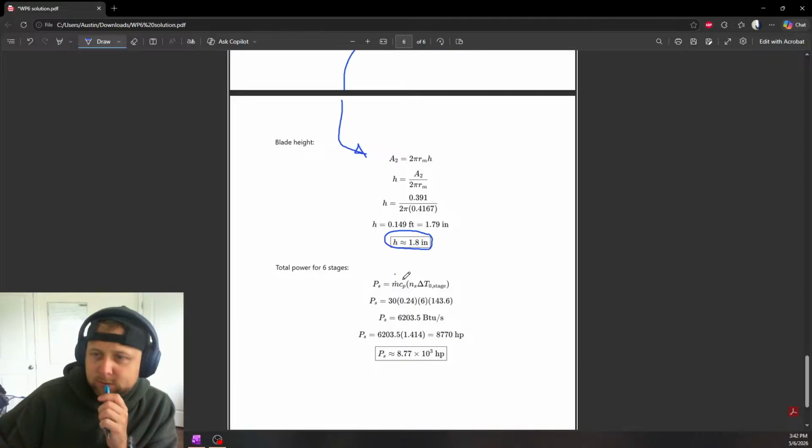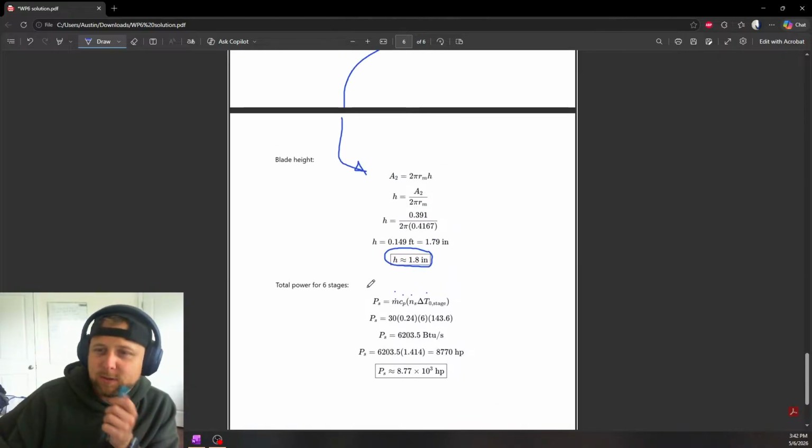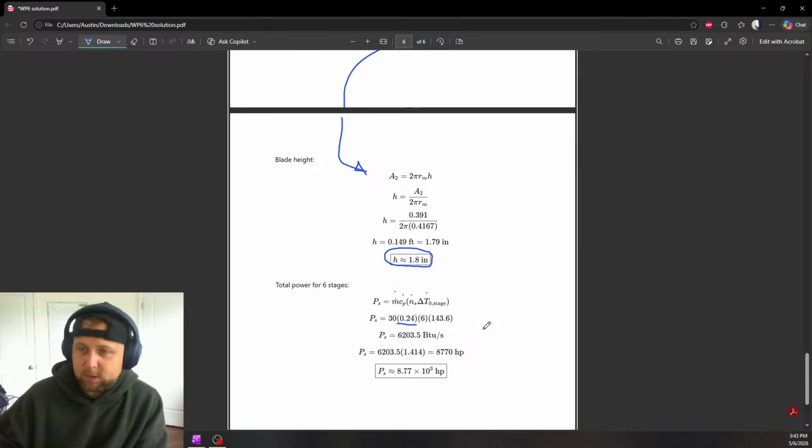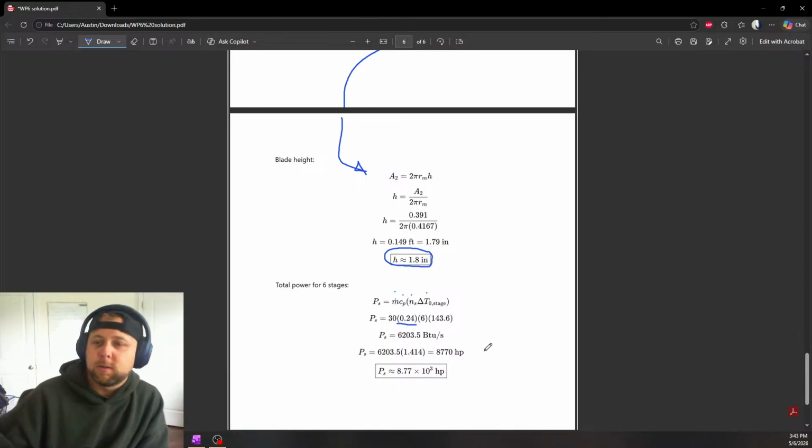Let's see, we found this. We know this, we know this. We found this, and we found this. Technically, it asks for this power first. But the thing to look for here is this conversion. Because if you just toss all that together, it's 30 times 0.24 times 6 times 143.6. 6203, and that's BTUs per second. And then you have to calculate it. Okay, that makes sense now.